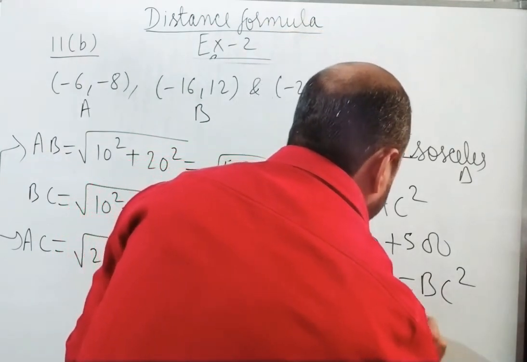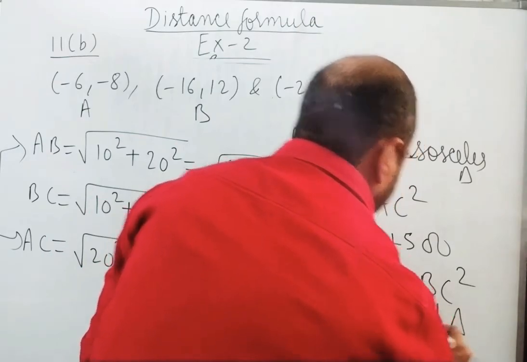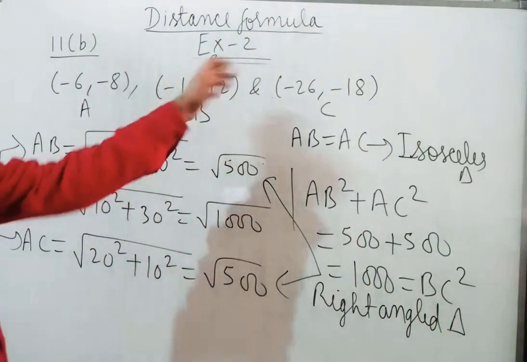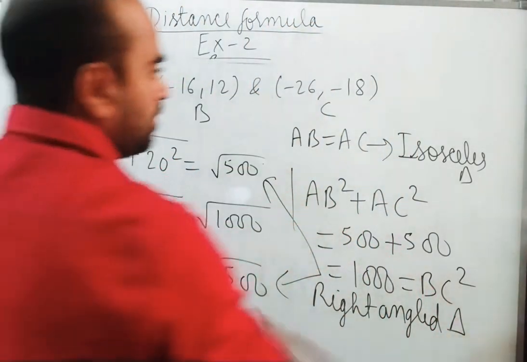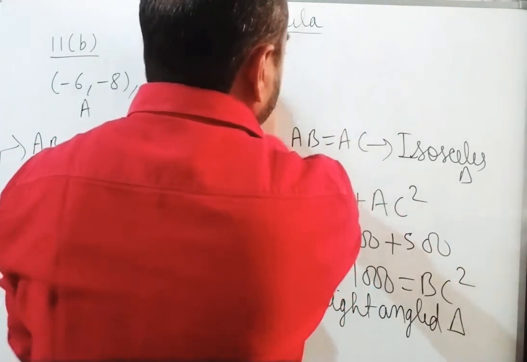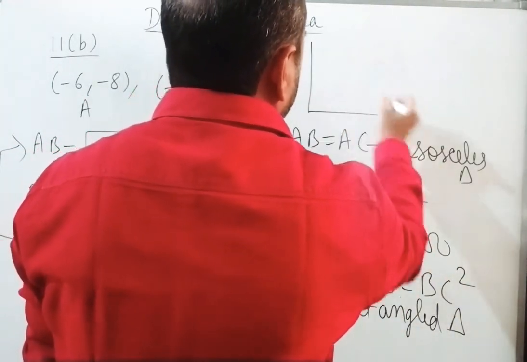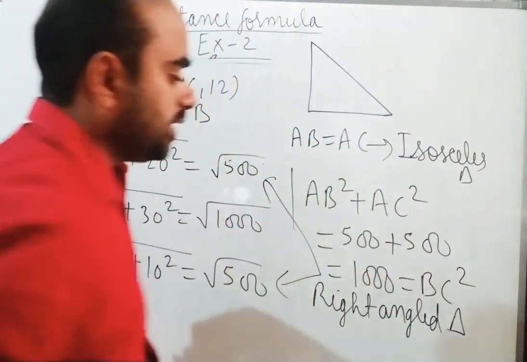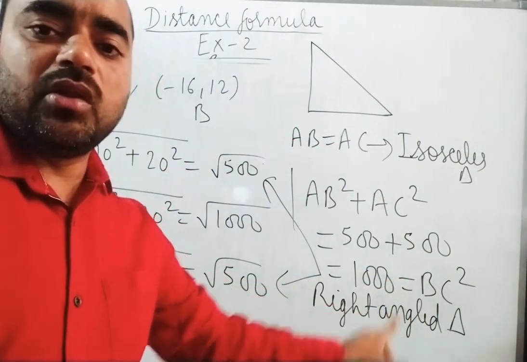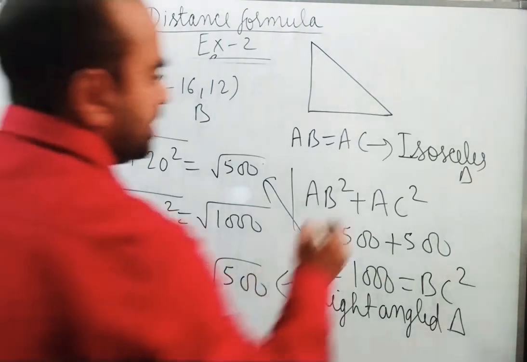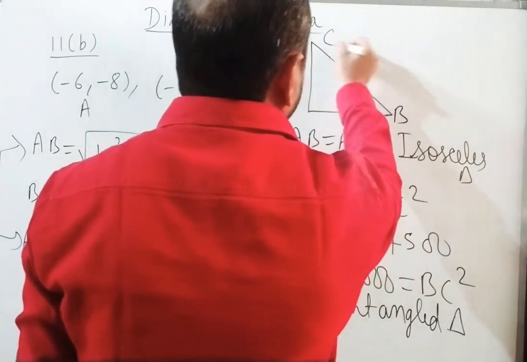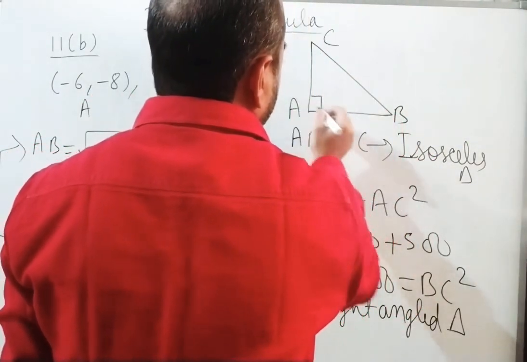Right angle triangle also, correct? So if you have to make the triangle or frame the triangle, the triangle will be like this. Which angle will be 90 degrees? The angle opposite to the longest side. Longest side is BC. It means this will be the hypotenuse and angle A will be 90.